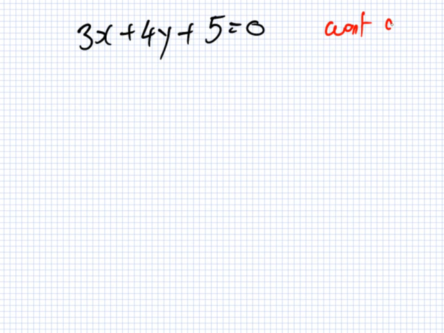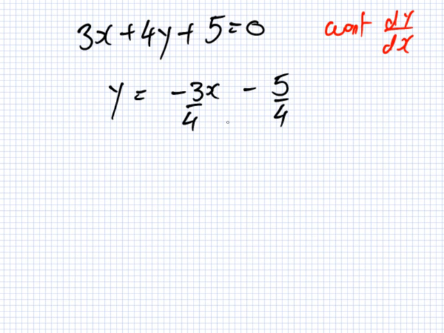So, for example, if I had 3x plus 4y plus 5 equals 0, and I want dy/dx, what should I do first before I can get dy/dx? The value of y. Yeah, I need to get the y first. So if I just rearrange this quickly in my head, I can get y equals minus 3x minus 5 over 4. So what's dy/dx here? Minus 3 over 4. So we think maybe dx/dy is minus 4 over 3. Maybe it's upside down.